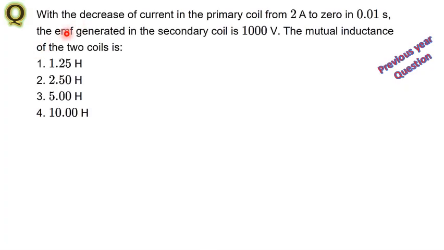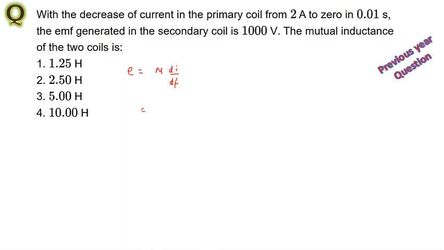From a previous question paper: with the decreasing of current in the primary coil, 2 ampere to 0 in 0.01 second. So the changing current and changing time are given, and the EMF generated here is 1000 volt. They are asking for the mutual induction. As usual, the same formula: E is equal to M into dI/dt.